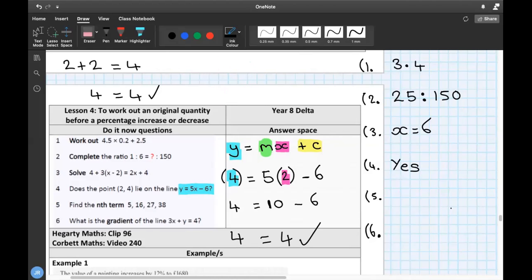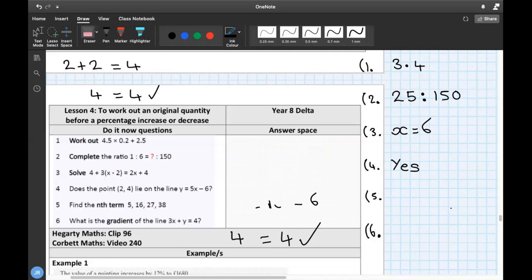You want to write out y equals mx plus c. You want to write out the equation you've got, and then substitute your x and y values in from the coordinate. Solve your equation. If one side is equal to the other side, then the point does lie on the line. If they are not equal, for example, if you got something like 3 equals 4, that doesn't make sense, so no, it would not be on the line. But here we had 4 was equal to 4, yes, that makes sense, so the point is on the line.